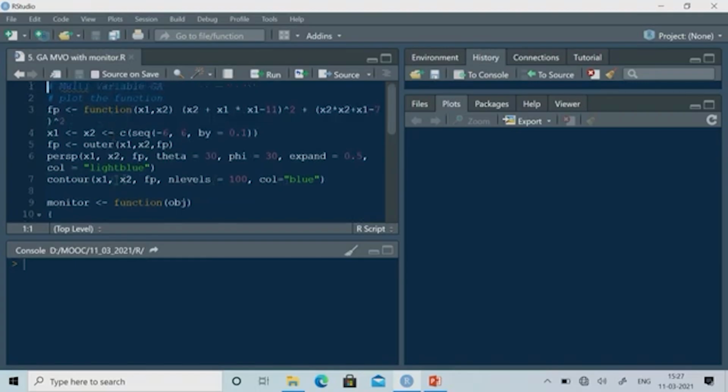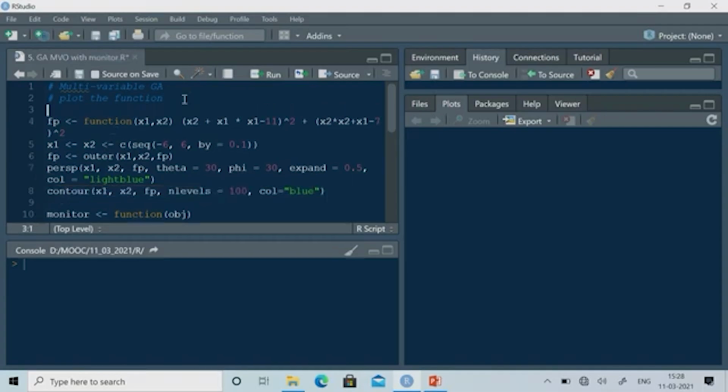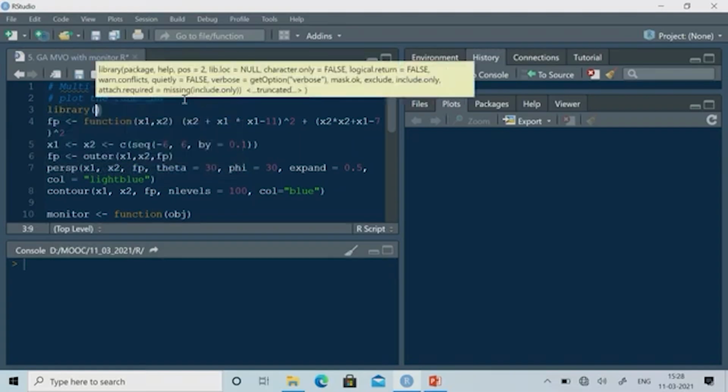As you have seen, the first part is just to plot this particular function, so I am not explaining it again. I have written the function, then I am defining x1 and x2, then I am calculating the function value at each grid point using the outer function, and then I am plotting the 3D plot using the persp function, and I can also plot the contour lines using the contour function. So, you have to use the library. Okay. The library is GA.